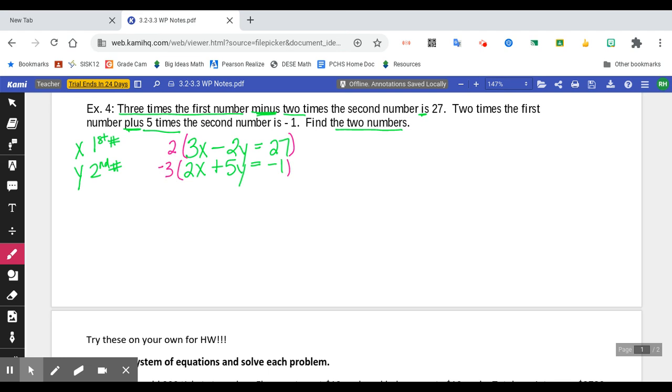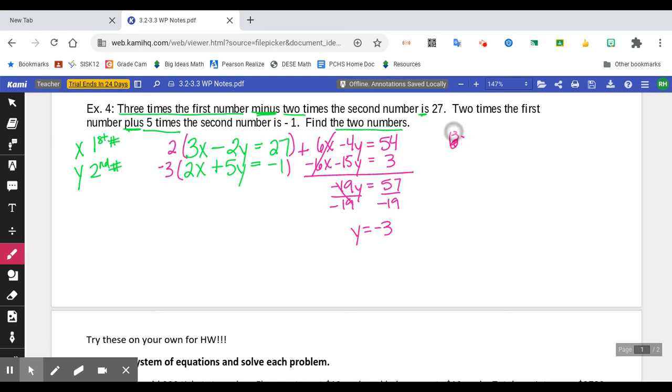So let's distribute. I have 6x minus 4y equals 54. Then negative 6x minus 15y equals 3. Big addition problem. These are gone. Negative 19y equals 57. Divide by negative 19, and y equals negative 3. So there's my y. Now let's plug it back in and figure out x.